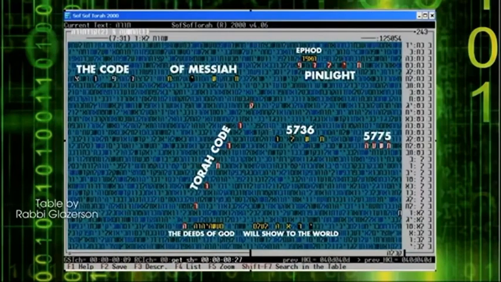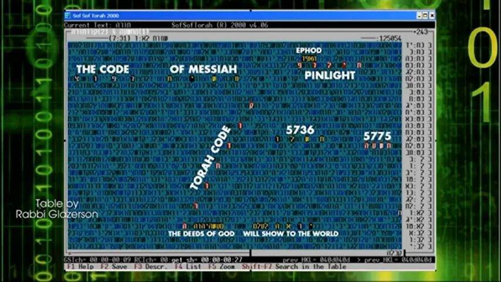Here's another one kind of like that. This one I like a lot. This was done by Rabbi Glazerson. He did it for me. I didn't ask him to do it, but he did this and gave it to me. It says the code of Messiah and Pinlight with the word ephod just above it. We think that the ephod might have been a computer. It's very possible because of the lights that would come off and on to answer questions that it was some kind of very high-tech device.